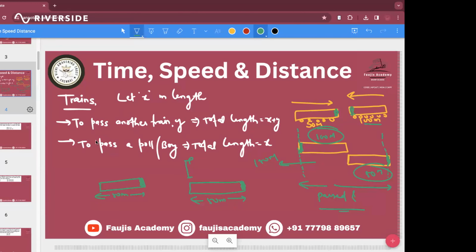Right. Okay. And also, when two trains are moving in opposite directions, their speeds, let's say x and y, will get added, right? If they are going in the same direction, what will happen? X and y, their speeds will get how much? They will get subtracted. Right, ladies and gentlemen, with this we come to an end to the concepts in this chapter called time, speed, and distance.